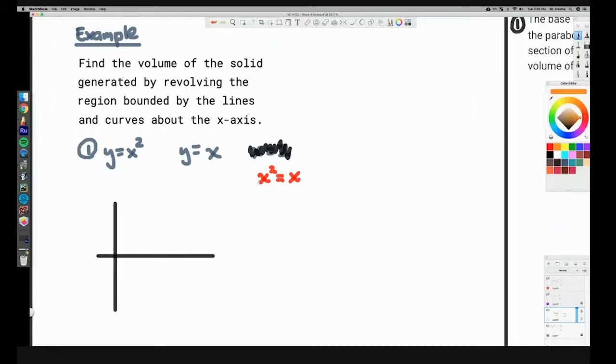Where they're equal, that's where they're going to intersect. I'm going to subtract off the x here, factor out x, and then solve. x equals 0, x equals 1. So that's where it's bounded. So that's what I'm going to draw. I'm going to go to 0 and 1. They're both equal to 1, so I'm going to put a 1 here.